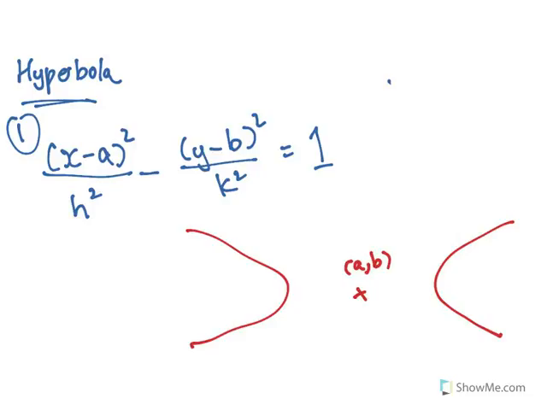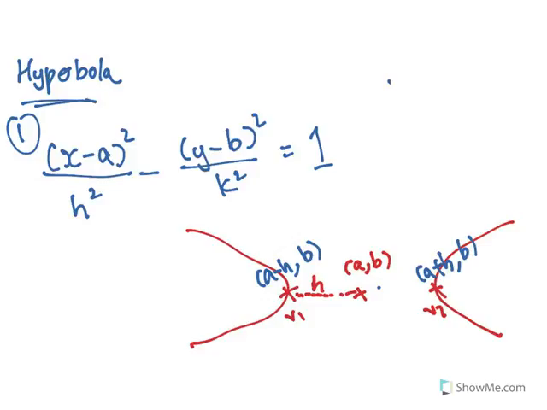H will be the horizontal distance. You see this distance H, and we call this the vertex. Vertex 1, vertex 2. This is vertex 1, and this one is vertex 2. What is the coordinate of vertex 1? A minus H, comma B. Yes, same Y value. How about this one? This one will be A plus H, B. That's how we see it.